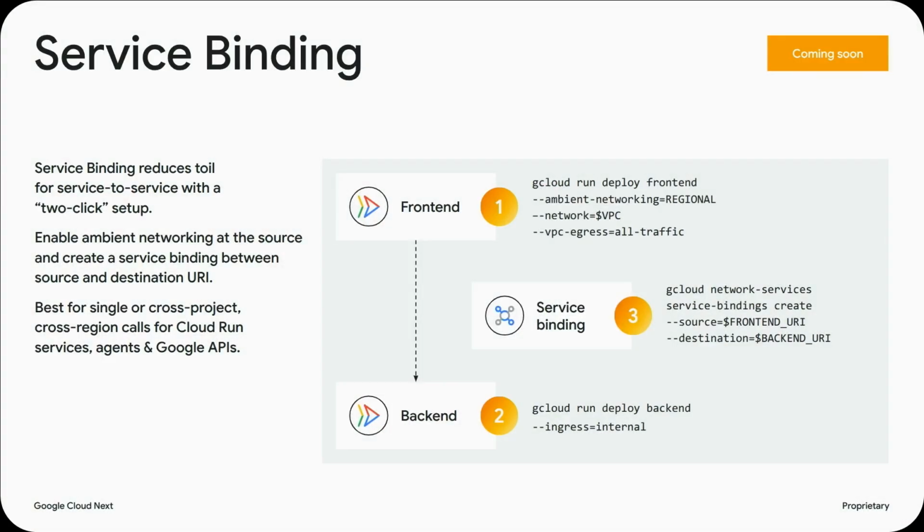So, introducing service bindings. This is really to simplify your service-to-service calling setup for both public or private applications. It's great for single or cross-project calls on Cloud Run between services, GCP resources, or even agents and tools. So I have a Cloud Run service, I want to call another Cloud Run service. Or I have a Cloud Run service, I want to talk to my one MCP server via Google APIs. Or I have an agent, and I want to call another agent. These are all going to be supported by the service bindings in the future.